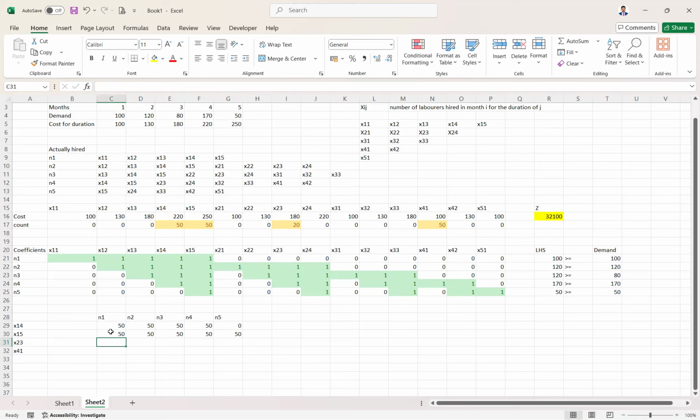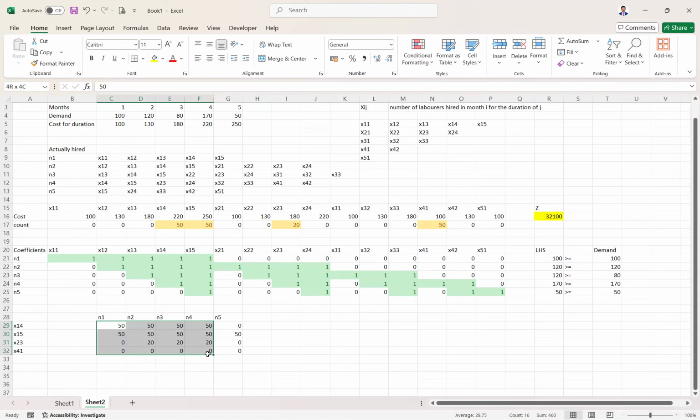Now X23 means hire in the second month for a duration of 3 months. So from the second month, 20, 20, 20. See, second month for a duration of 3 months. Then X41 means from month 4 for 1 month, 50. Remaining are 0, 0, 0.